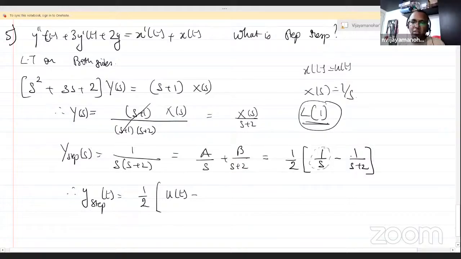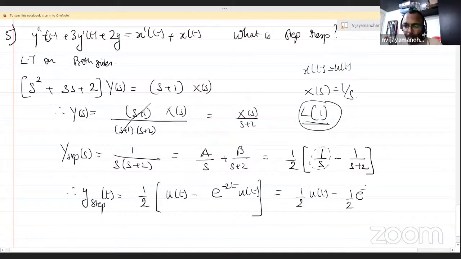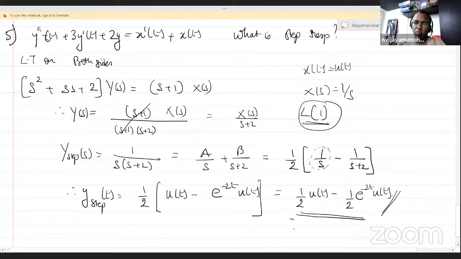So the Laplace inverse of 1 by s is u of t, minus 1 by s plus 2 will be e power minus 2t u of t. So it is half u of t minus half e power minus 2t u of t. Clear? So this is the answer. This is the solution.